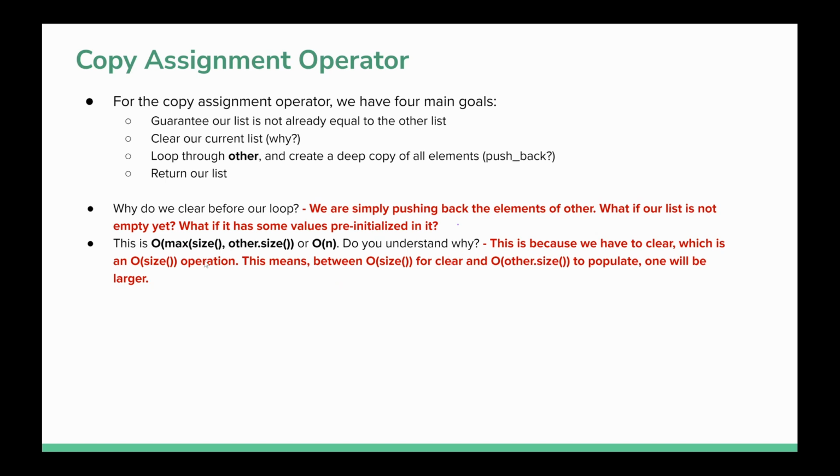But at the end of the day, it's still going to be a linear traversal for clear and for our pushback loop, which creates a deep copy. So we'll consider it O of n.